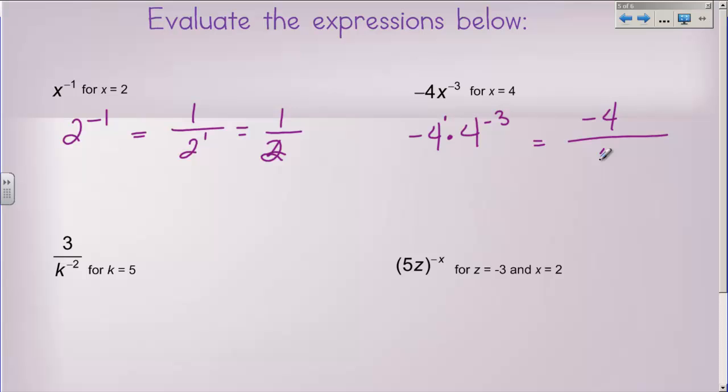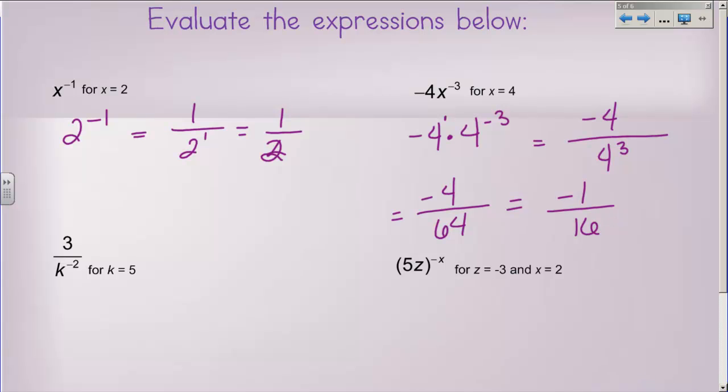So the 4 to the negative 3 comes down here into the denominator, so I have 4 to the positive 3. Now let's go ahead and simplify. 4 to the 3rd, 4 times 4 is 16, and 16 times 4 is 64. But this will also reduce to negative 1 over 16. I can divide them both by 4. There's my simplified expression.